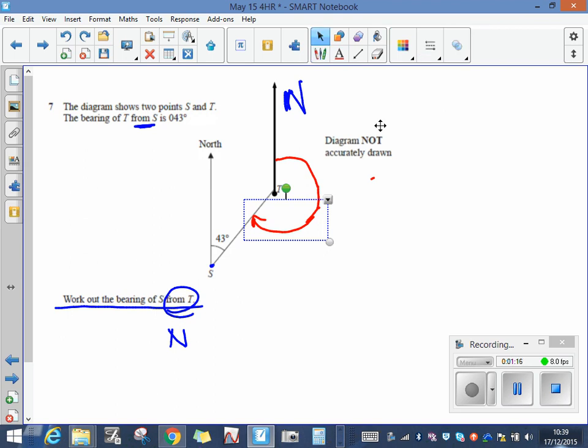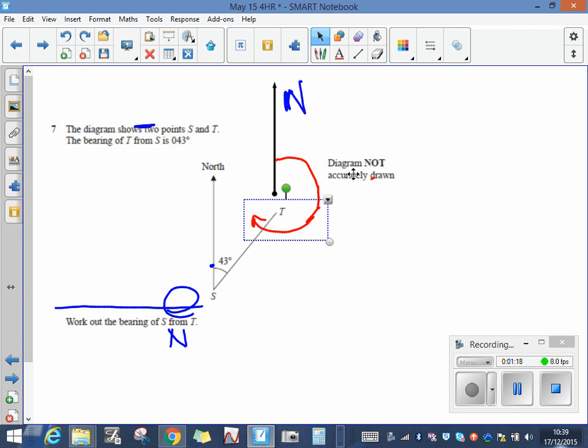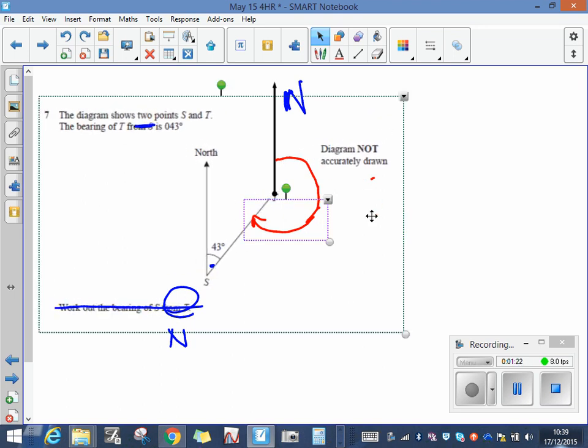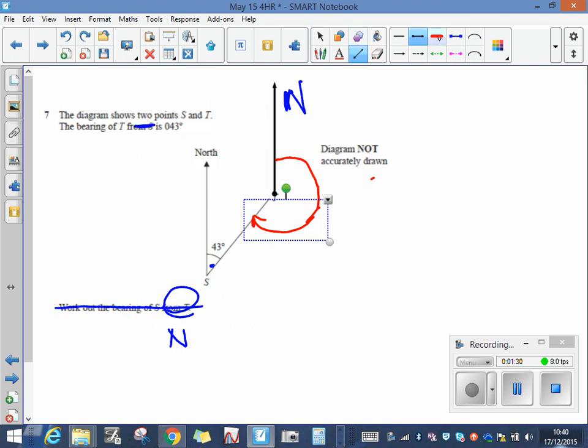Now in order to work out that angle, there's no point in using a protractor, because the diagram is not accurately drawn, so there's absolutely no point in doing that. I've got to figure out what this red angle here is. Now the easiest way to do that is if we extend this north line downwards, in this direction here. Let's just move that up a little bit.